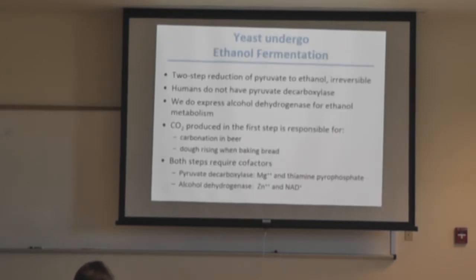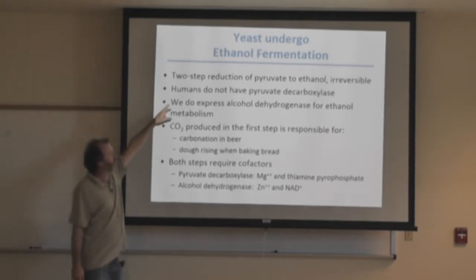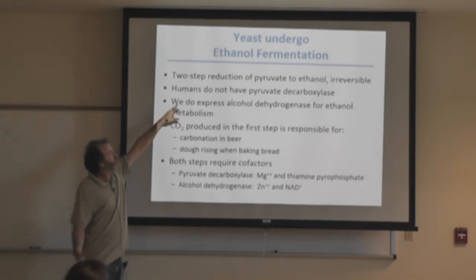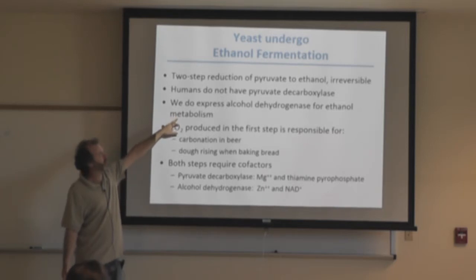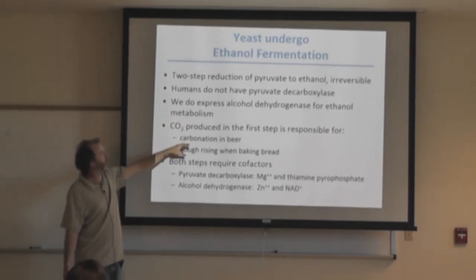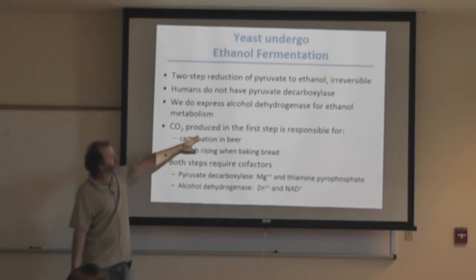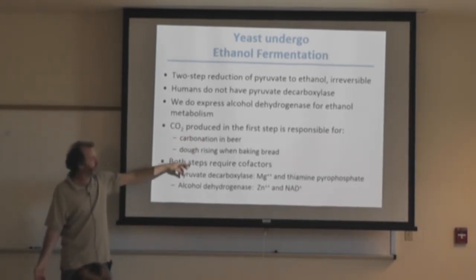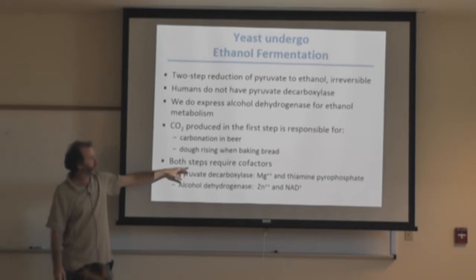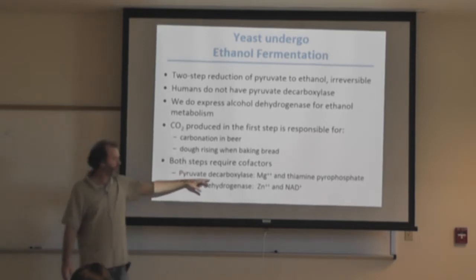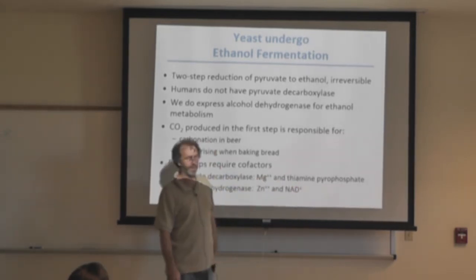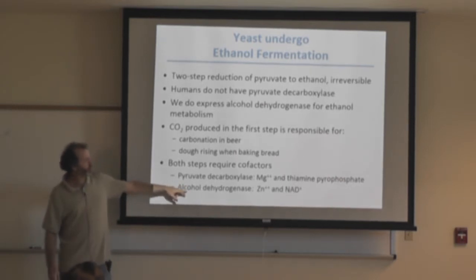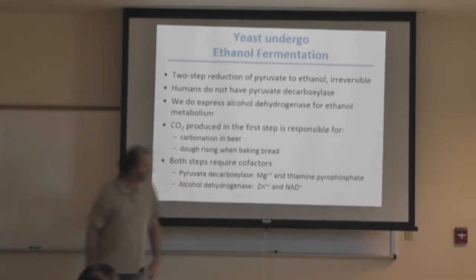Then yeast will undergo ethanol fermentation. It's a 2-step reduction of pyruvate to ethanol. It's irreversible. Humans do not have pyruvate decarboxylase, but we do express alcohol dehydrogenase for ethanol metabolism. CO2 is produced in the first step, and is responsible for carbonation of beer and dough rising when we're making bread. Both steps require cofactors. Pyruvate decarboxylase uses magnesium, and my favorite cofactor, thiamine pyrophosphate. And alcohol dehydrogenase uses zinc and NAD.